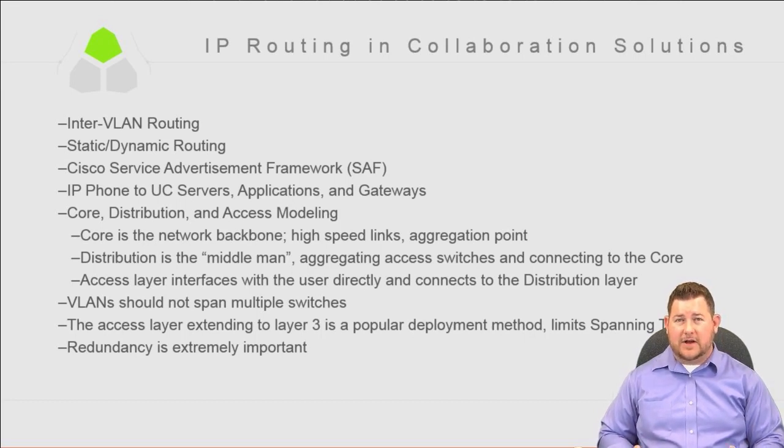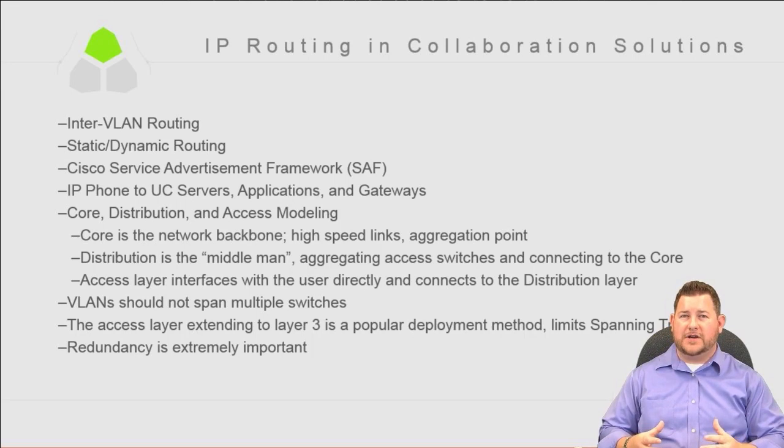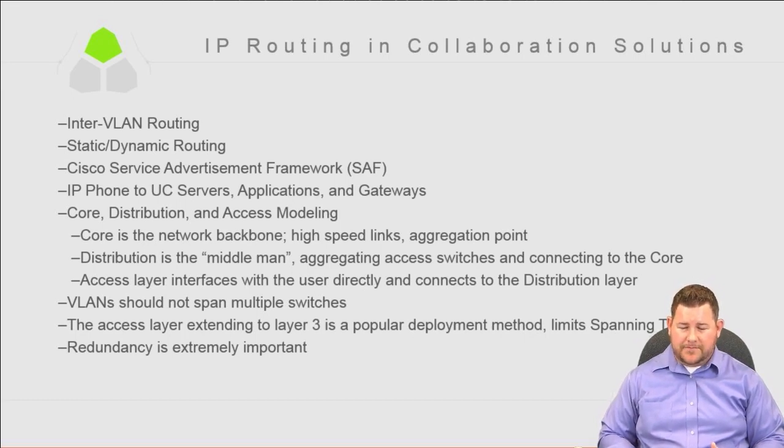You can have static routing, dynamic routing with OSPF or BGP or whatever else you got, and this will run right on top of it without any problems. So Service Advertisement Framework is just a way to allow different clusters and systems to share routes between each other using this call control discovery service. And we'll talk about that in a lot more detail later. That's just a little teaser for you right now. So IP routing and collaboration solutions definitely involve Service Advertisement Framework. The IP phone to UC servers, applications, and gateways.